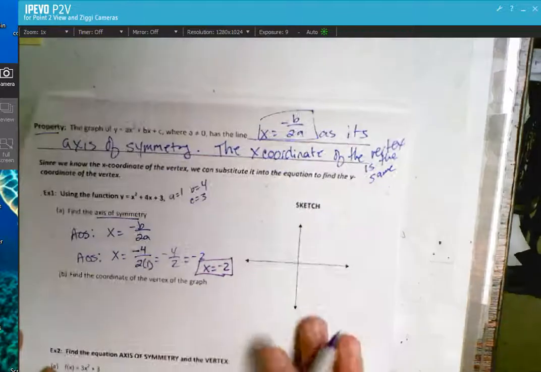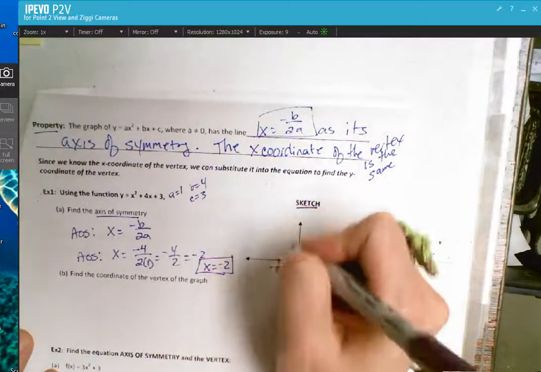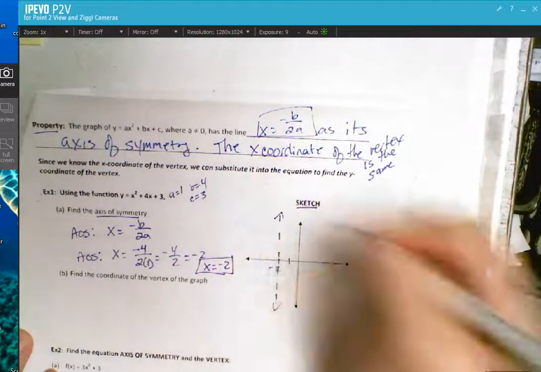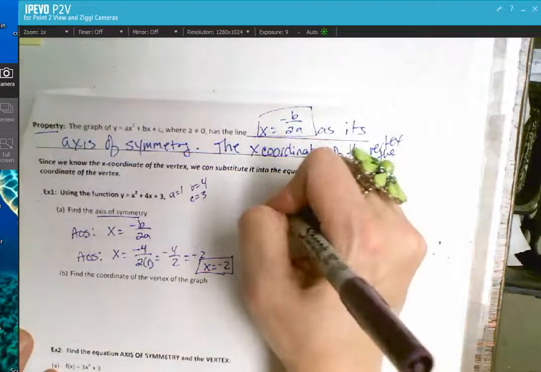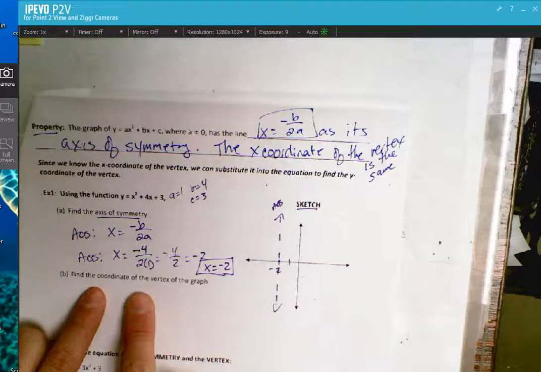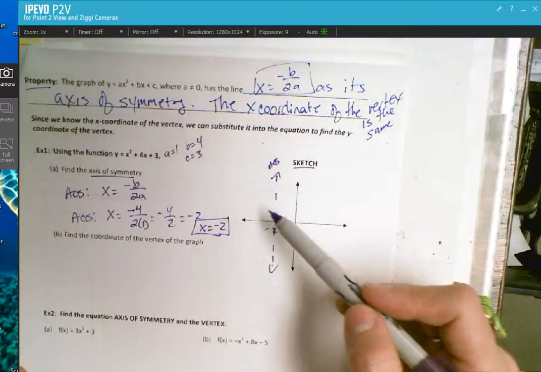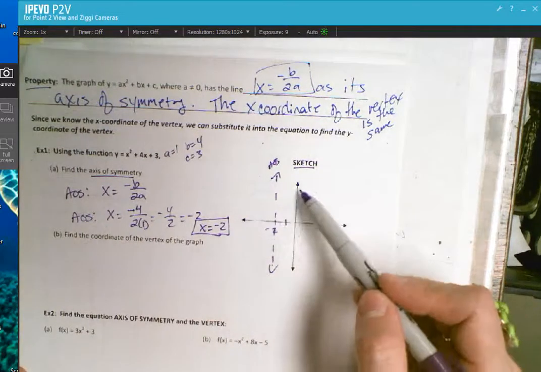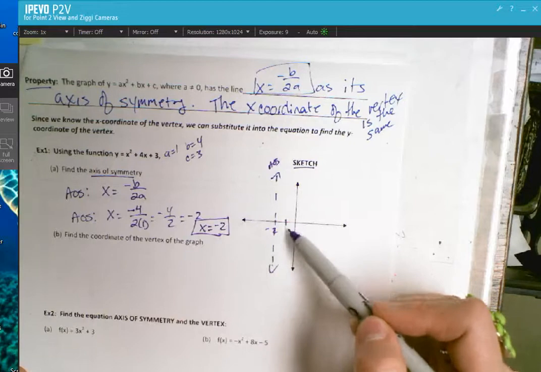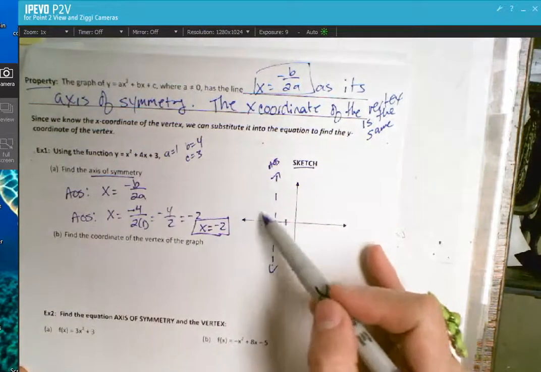So I'm going to sketch. That means it can be quick and dirty. So I went 1, 2, there's my negative 2, and I know I have an axis of symmetry. So I'm going to sketch in my axis of symmetry. Then it says, find the coordinates of the vertex of the graph. So I know that my parabola either goes equidistant away from this axis of symmetry up or down. So I'm going to look, a is positive, so I know I have a smiley face.